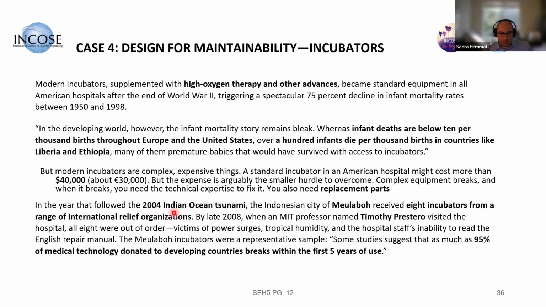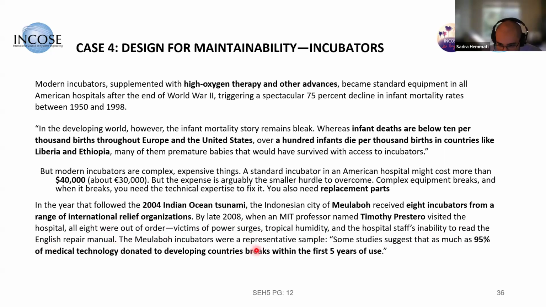Following the 2004 Indian Ocean tsunami, a city received 8 incubators from multiple organizations. Somebody from MIT looked into the fate of those 8 incubators after 4 years, and he saw that all 8 were out of order. They had issues such as power surges, tropical humidity, and the hospital staff's inability to read the English repair manual.